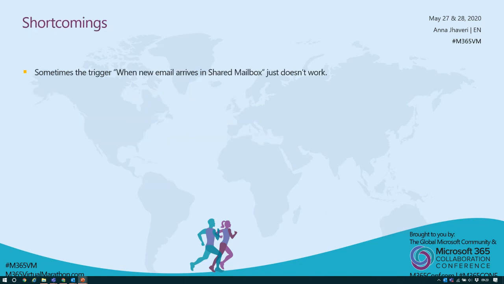All right. Shortcomings of this solution: one shortcoming I came across is that the trigger when a new email arrives in a shared inbox just didn't work for me. That could be because that shared inbox was previously a user inbox and it was converted into a shared inbox, and it was giving me errors. So sometimes you may end up with errors using this trigger. As I was not using a shared inbox but a user inbox, I was using a connection in my trigger, which is when a new email arrives. So I had to use a password.